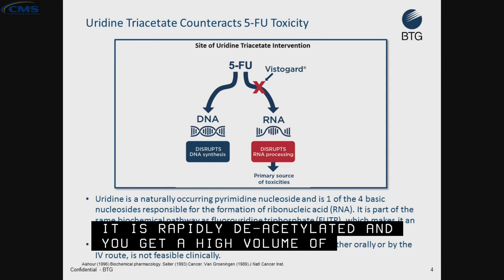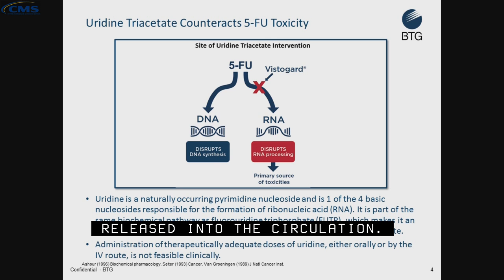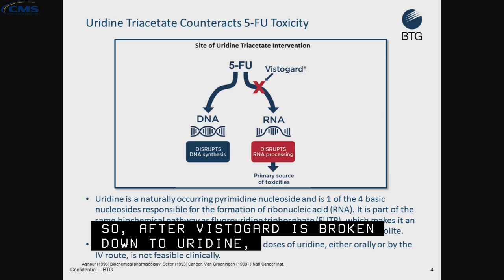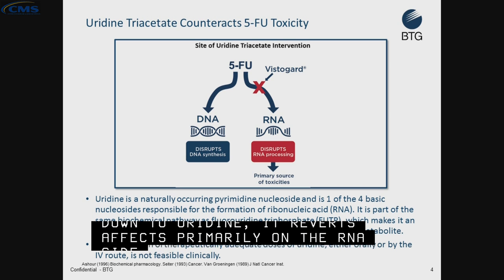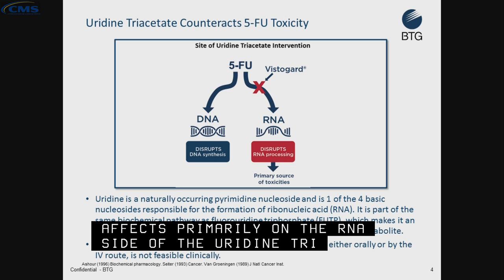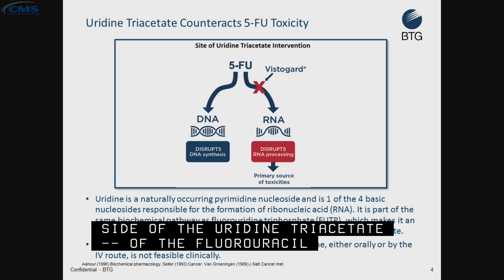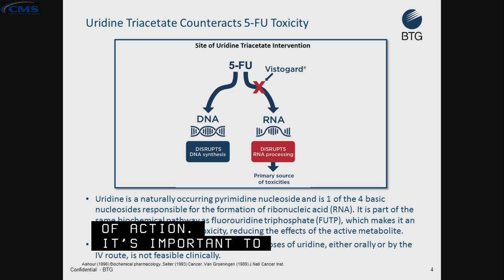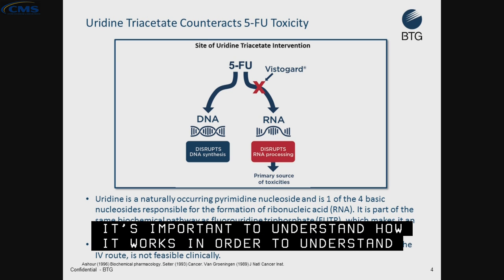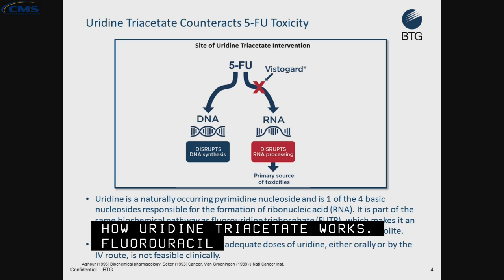So after VISTOGARD is broken down from uridine triacetate to uridine, it exerts its mechanism effects primarily on the RNA side of the 5-fluorouracil mechanism of action. So basically, it's kind of important to understand how 5-fluorouracil works to understand how VISTOGARD works. So basically, 5-fluorouracil works by disrupting DNA synthesis, and that's what you see on the left-hand side of this graphic.